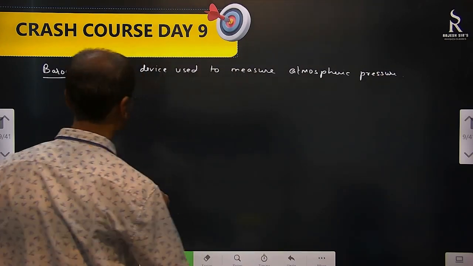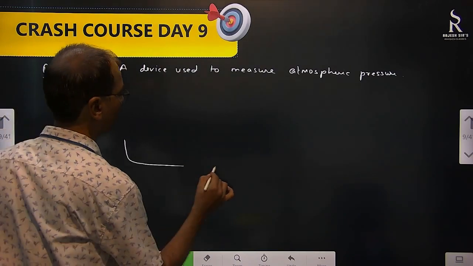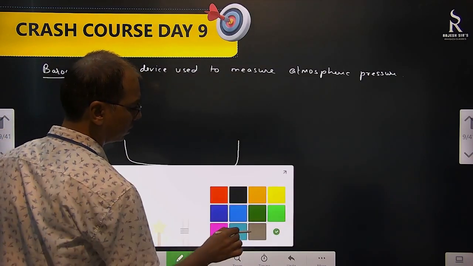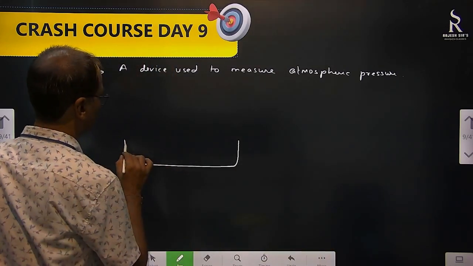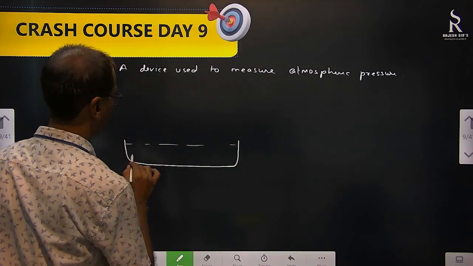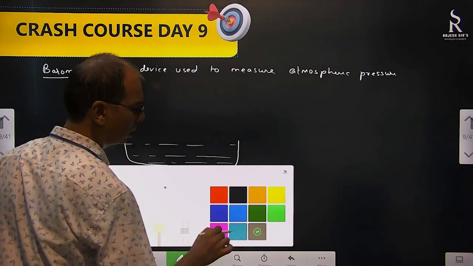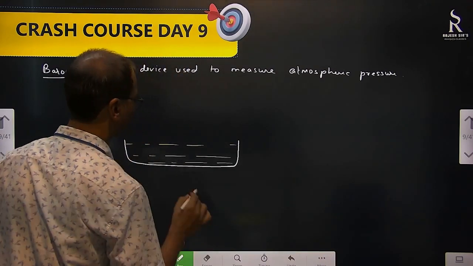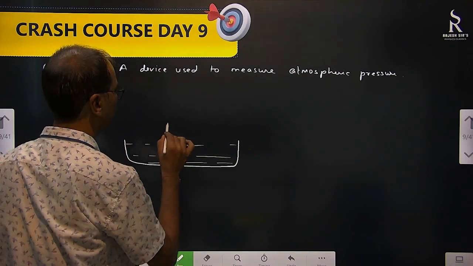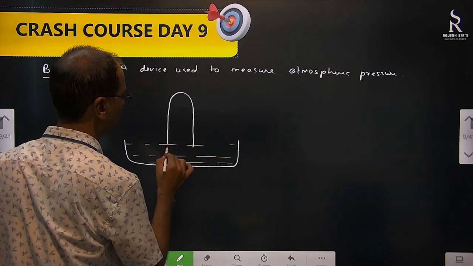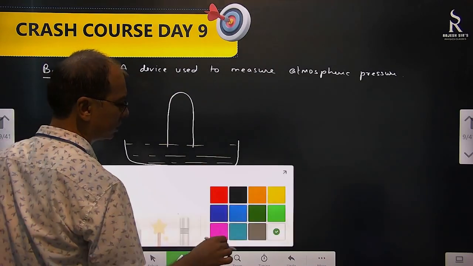What is this device? Open container. Okay, contains mercury. So mercury is here. Then what we do? We bring one inverted tube in which vacuum is there. Something like this. So in this one, what happens?